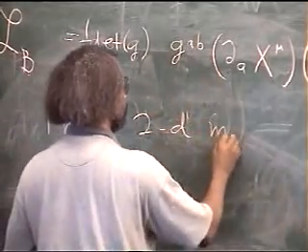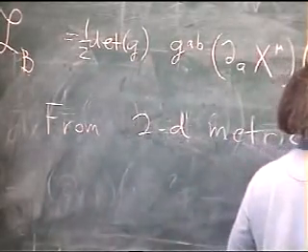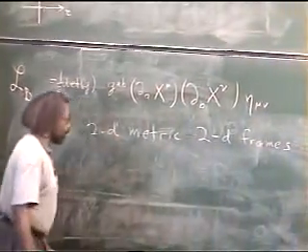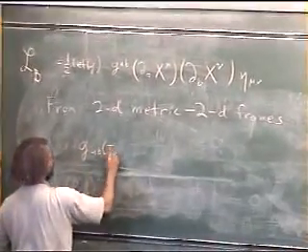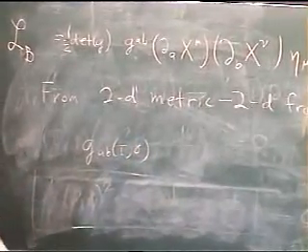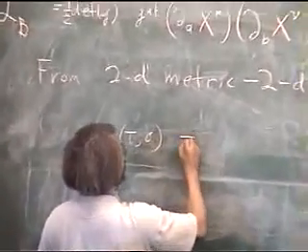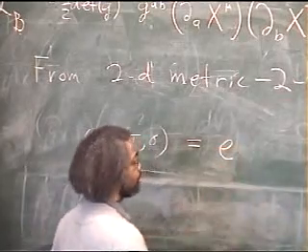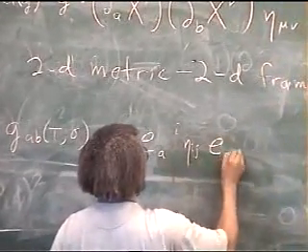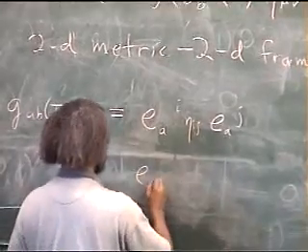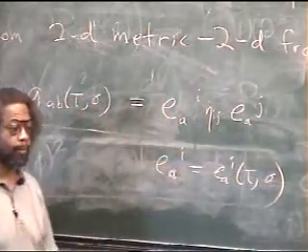From 2D metric to 2D frames. Well, the basic idea here is that the set of functions g_ab, which are functions of sigma and tau, you simply assert, you say, I demand that this set of functions can be written in the following form: e_a^i eta_ij e_b^j, where the e's are functions of sigma and tau.